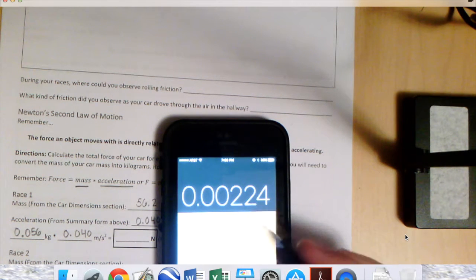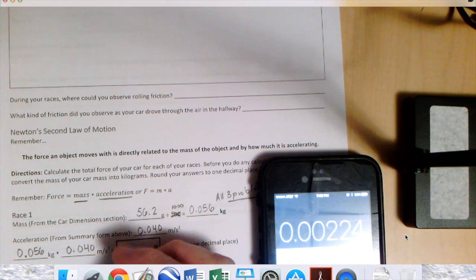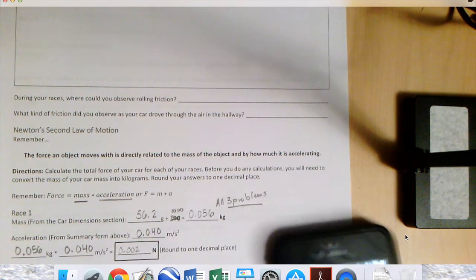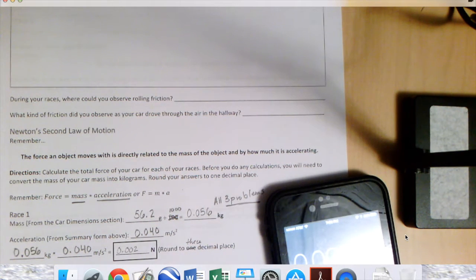0.002. Does it go up to 3? No, this is less than 5. So we'll go to 0.002 newtons. Okay, spoiler alert. We'll change this to 3 because it was so small. Your values will be really, really tiny, okay? Because you have not a lot of mass and it's not going very fast.